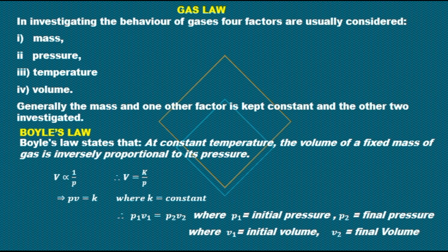For example, in the case of Boyle's law, temperature and mass are kept constant. Boyle's law states that at constant temperature, the volume of a fixed mass of gas is inversely proportional to its pressure. Mathematically, this may be written as V proportional to 1 on P.